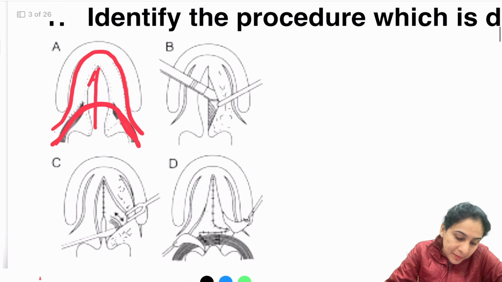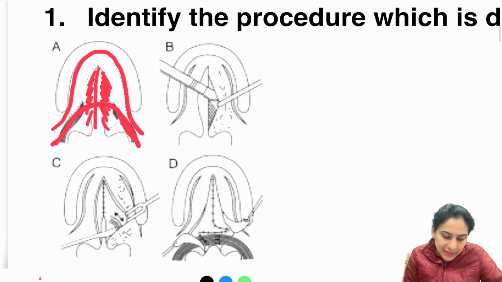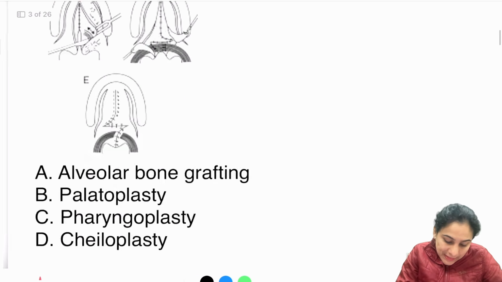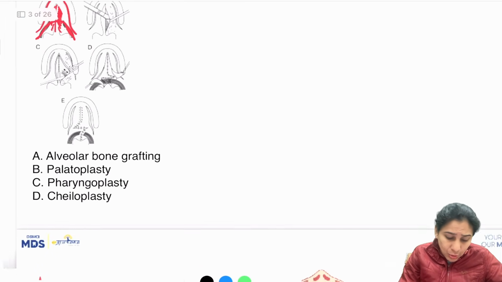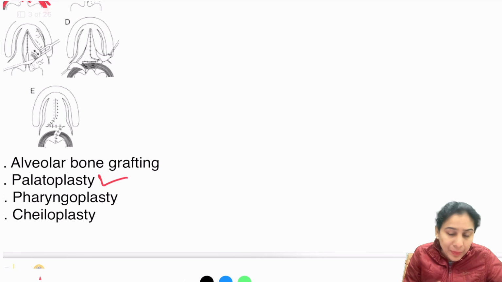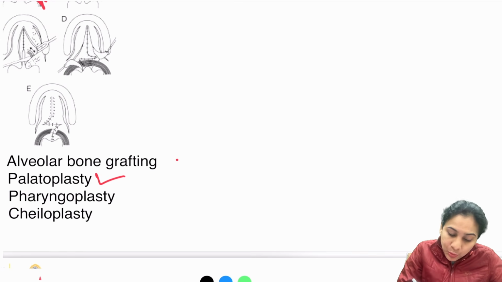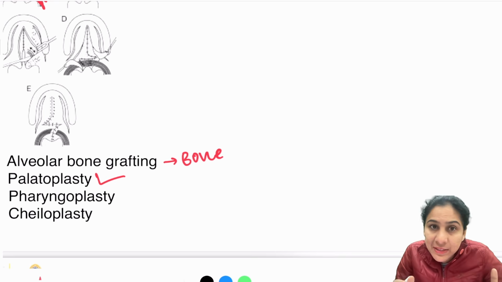He is undermining the mucosa here, undermining the mucosa there, and stitching the palate, the nasal floor, and the palatal mucosa in one line. So basically, this is a palatoplasty. Cleft palate surgery is also known as palatoplasty. Now, is it alveolar bone grafting? No. Alveolar bone grafting uses bone. Here, there is no bone that we see.